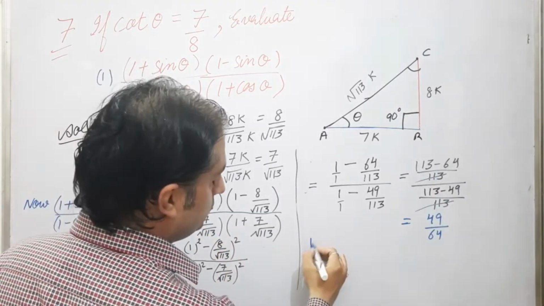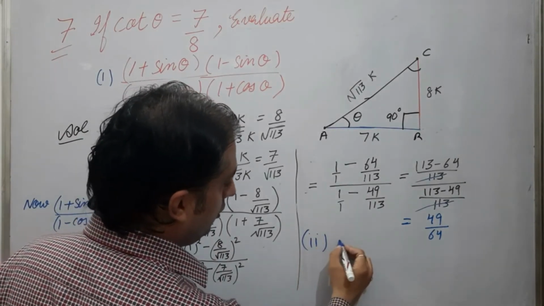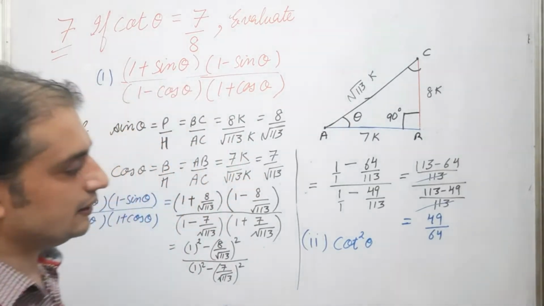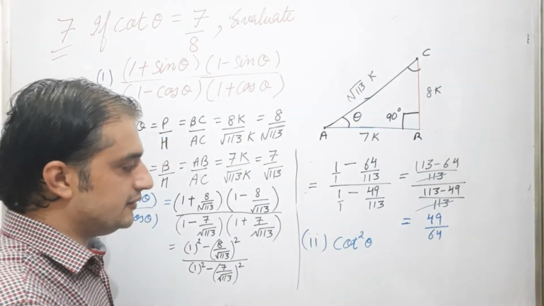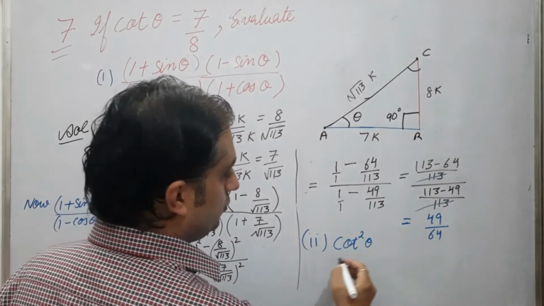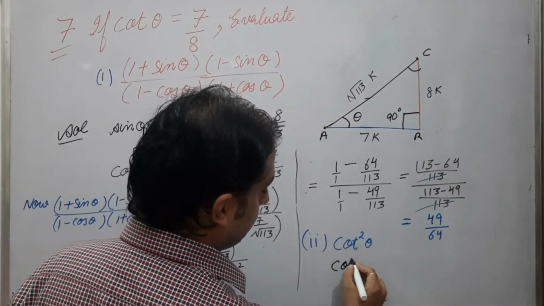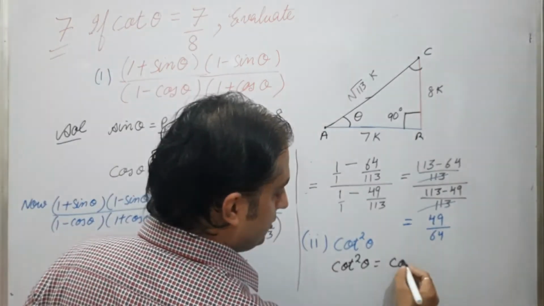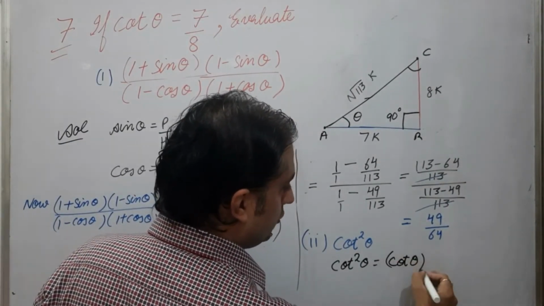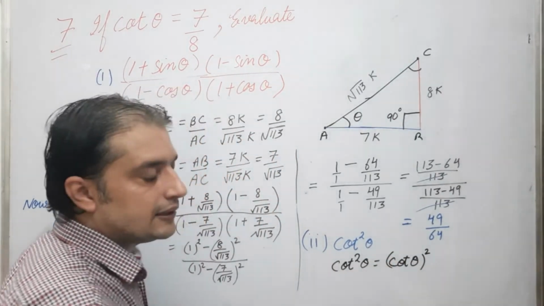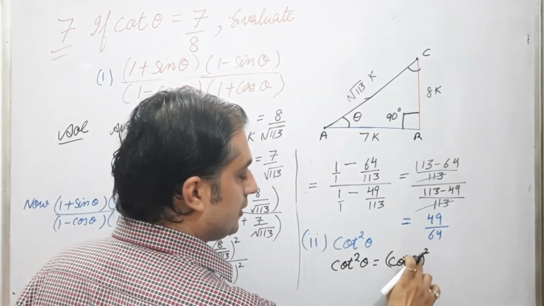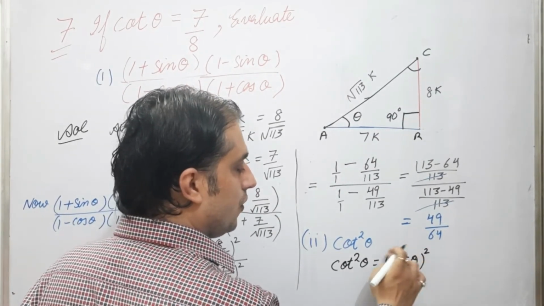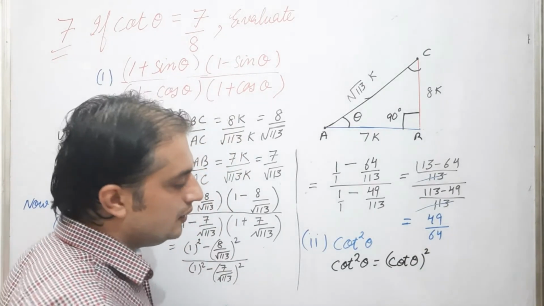Now part 2, you have to find the value of cotangent square theta. So you can find the value of cotangent theta, then cotangent square theta. You can write this as cotangent theta whole square. Don't put the square on the angle theta. You can write cotangent square theta as cot theta whole square.